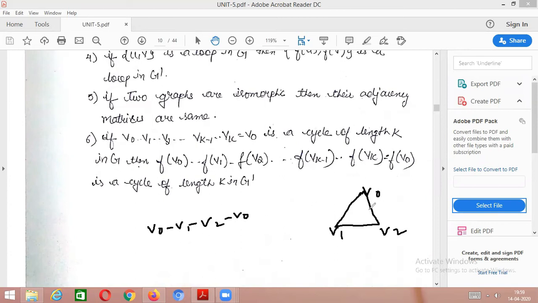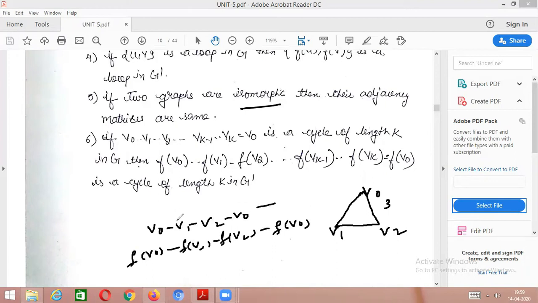How many edges are here? Three edges. The image of V0 is f of V0, then f of V1, next f of V2, again f of V0. So when the graphs are isomorphic, if V0, V1, V2, V0 forms a cycle, then the images also form a cycle.